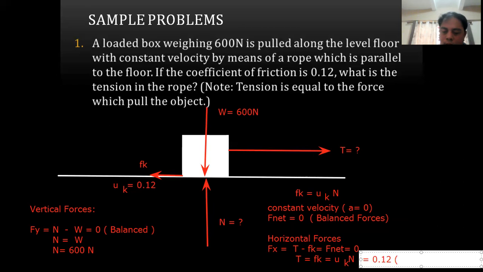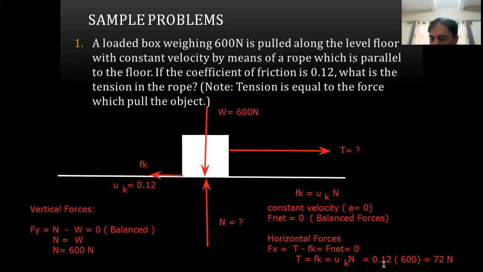While N is 600 Newton. So if you get the product, how much is our product? The product that we have now for our tension: if you multiply mu, the coefficient of friction, which is 0.12, times 600 newtons, which is our value of N from the vertical forces, then the tension, which equals the kinetic friction, should be equal to 72.